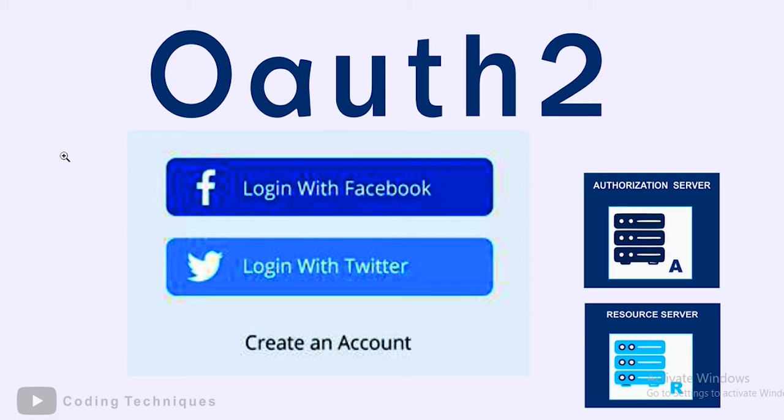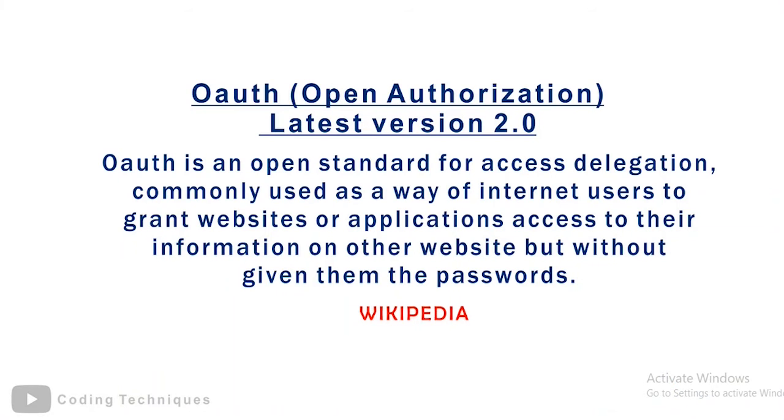Okay, so what is OAuth2? OAuth2 means Open Authorization, latest version 2.0. As the name implies, it is an open standard for access delegation, commonly used as a way for internet users to grant websites or applications access to their information on other websites, but without giving them the password.